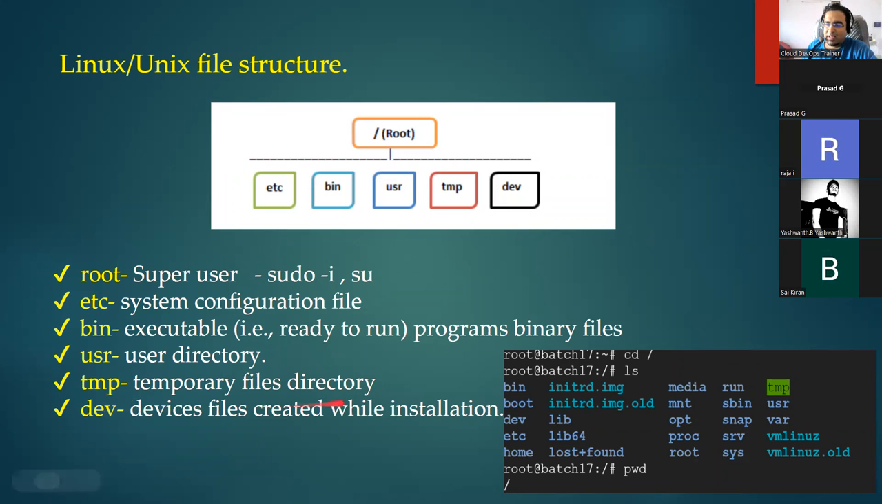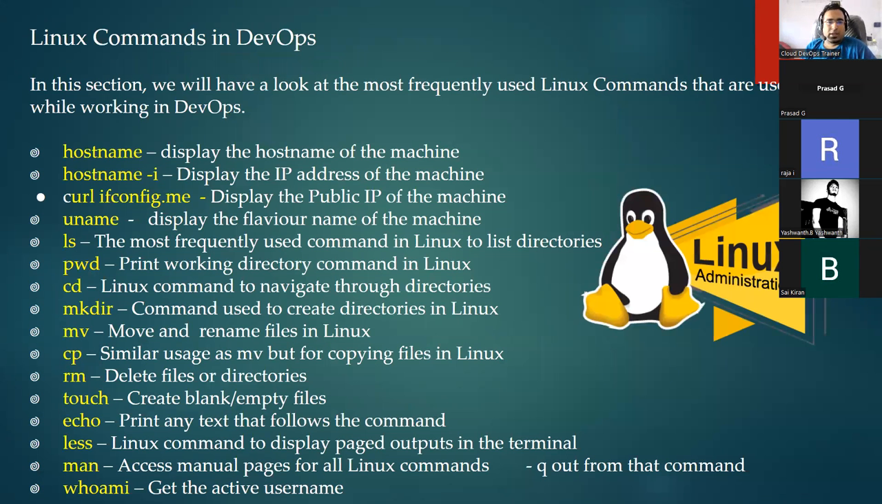dev holds device files, like when we are installing. Let us assume we are going to install Docker; where Docker gets installed will be available in the dev folder on the Linux machine. So when we talk about the file structure of Linux, we are talking about these six places. If you remember one line of answer or one comparison with Windows, you will always remember it. We will discuss more in depth in our real-time classes also. Let's see some more Linux commands.